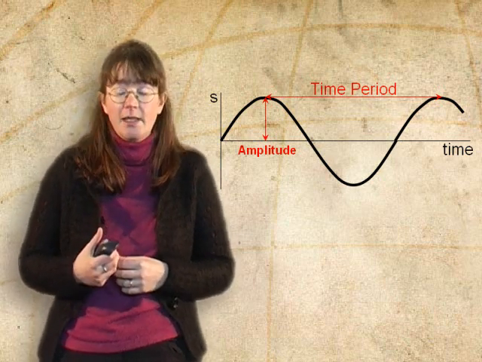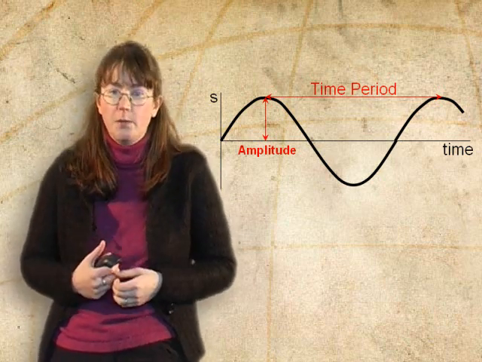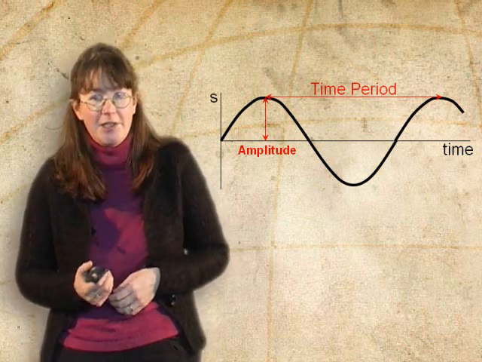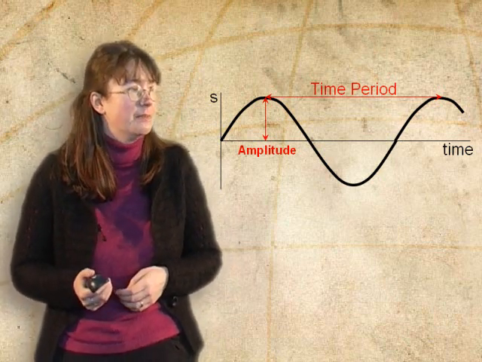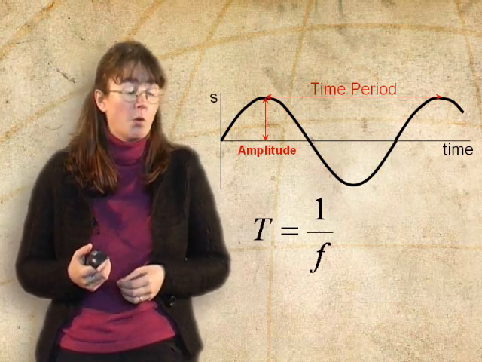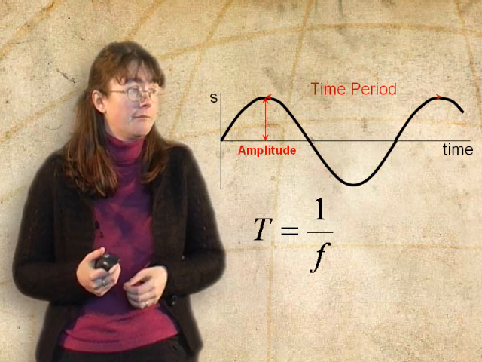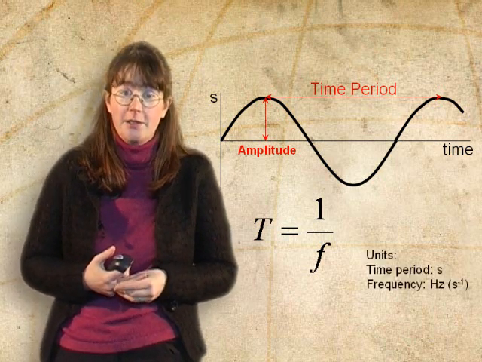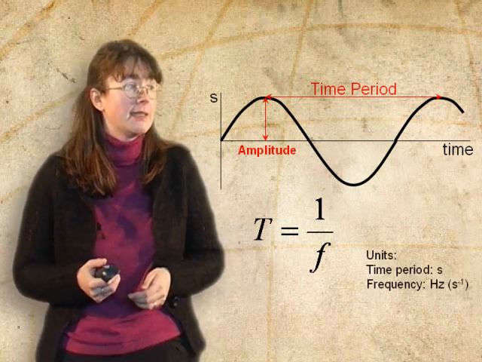And the time period is the time it takes for one complete wobble of the wave, or one complete oscillation, if we're putting it in the correct scientific terms. Now, the time period is equal to 1 over the frequency. And the frequency, as you know, is measured in hertz. The time period is usually measured in seconds.